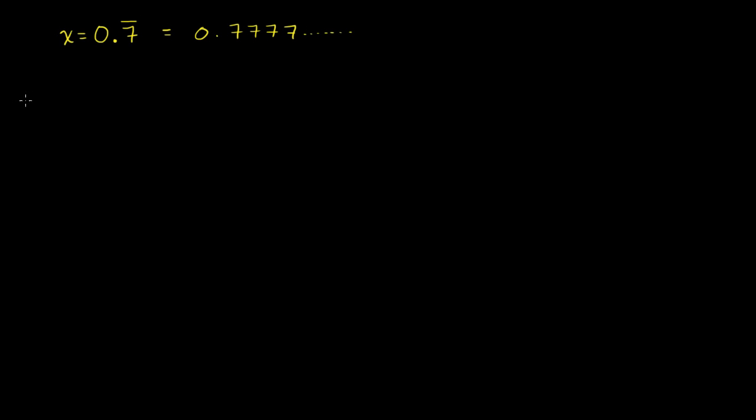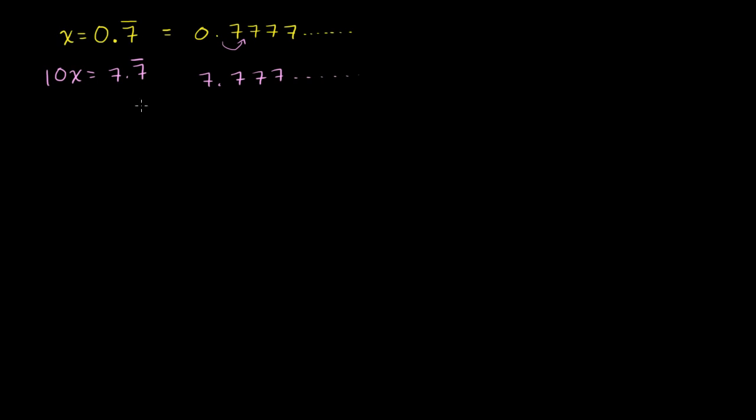Now what would 10x be? Well, let's think about this. 10x would just be 10 times this. So it would be, and we could even think of it right over here, if we multiplied this times 10, you'd be moving the decimal 1 over to the right. It would be 7.777, on and on and on and on forever. Or you could say it is 7.7 repeating.